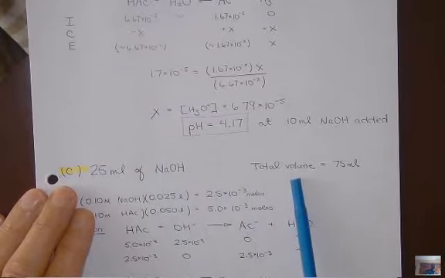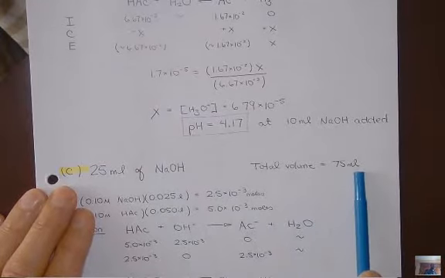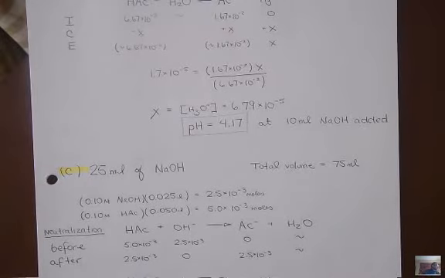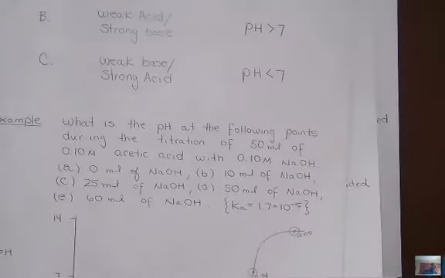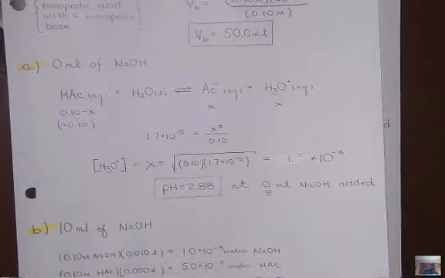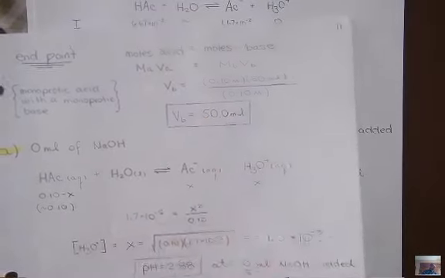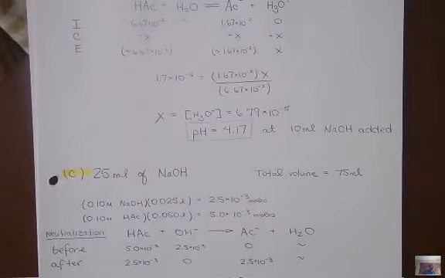The total volume of the solution now is going to be 75 milliliters, so we're going to take care of that in a second. This is going to turn out to be a special point in the titration because we've already calculated that the end point is 50 milliliters. Remember that? Back here, we've calculated that the end point is 50 milliliters. So 25 is called the half equivalence point.